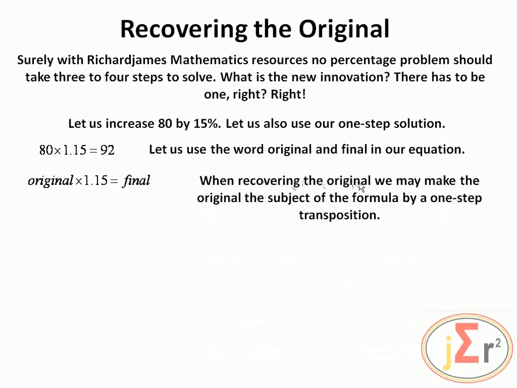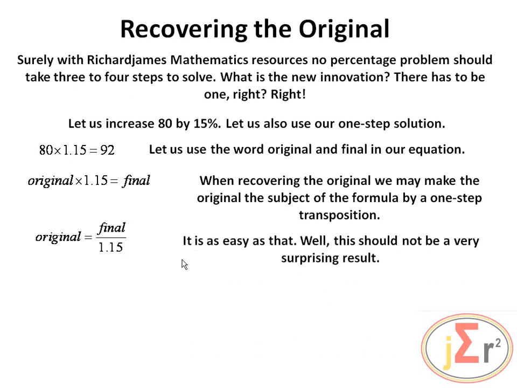When recovering the original, we may make the original the subject of the formula by a one-step transposition. So, if we want to find the original, what do we do? We take the original here and multiply by 1.15 in order to get the final. So, now that we are multiplying, to get rid of this 1.15 to the other side, we will have to divide by 1.15. So, the original is equal to final over 1.15. It is as easy as that. Well, this should not be a very surprising result.